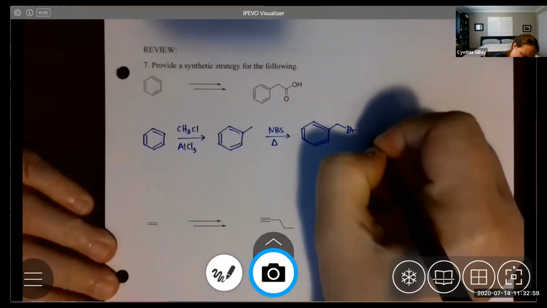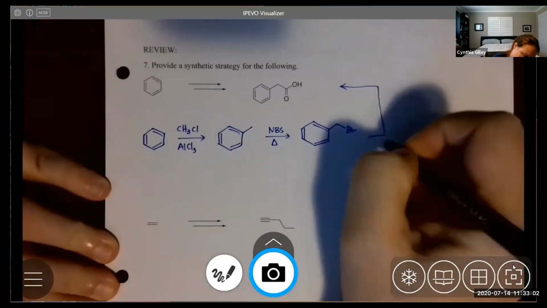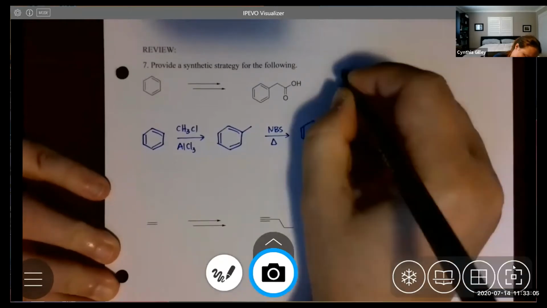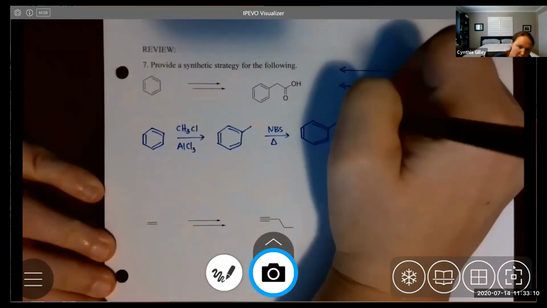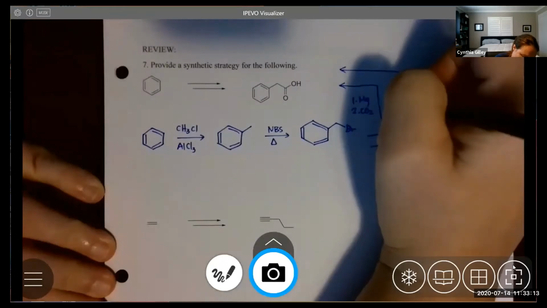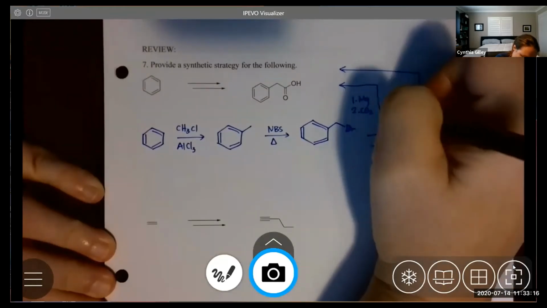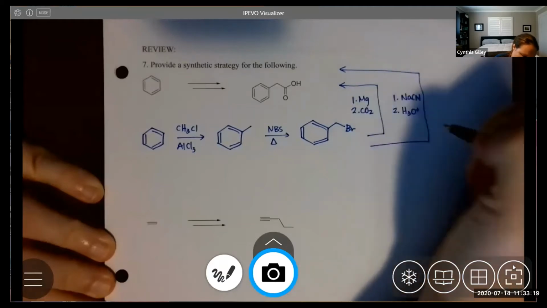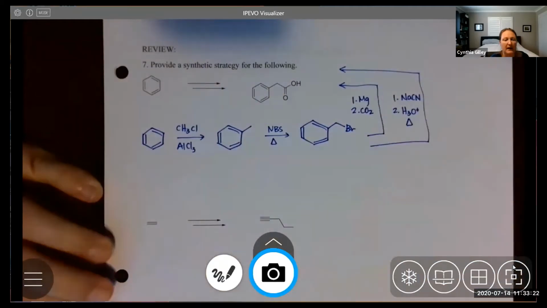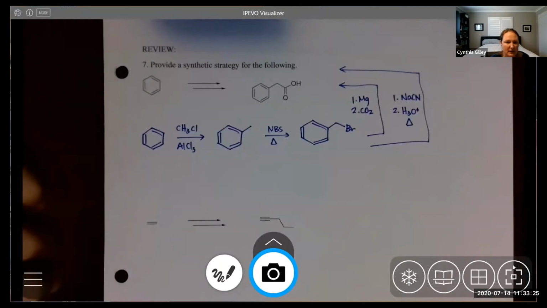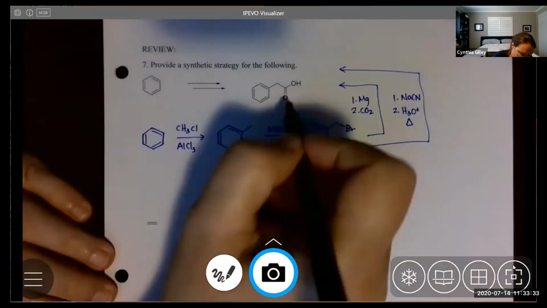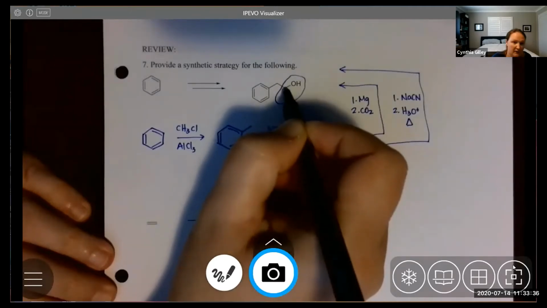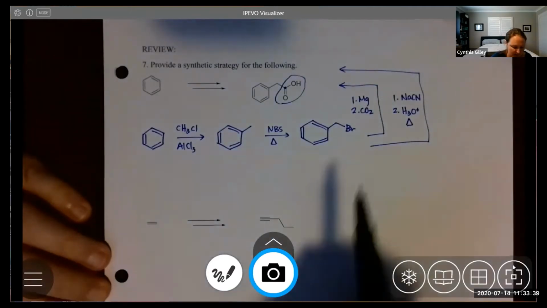So, for example, there's a couple of different ways you could do this. You could use Grignard with CO2 and acidic workup, or you could treat this with sodium cyanide and do acidic hydrolysis on the nitrile to form the carboxylic acid. A couple of different options there. Notice that this is one carbon homologation. So we ended up adding the carbon here. So we want to make sure that we use one of the reactions that add the carbon.